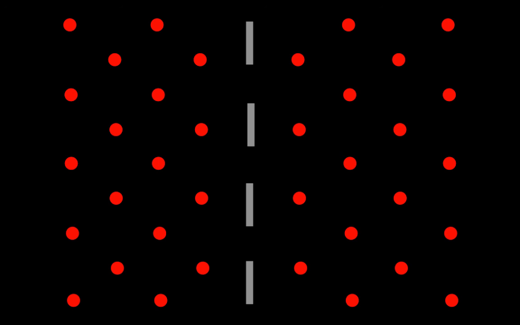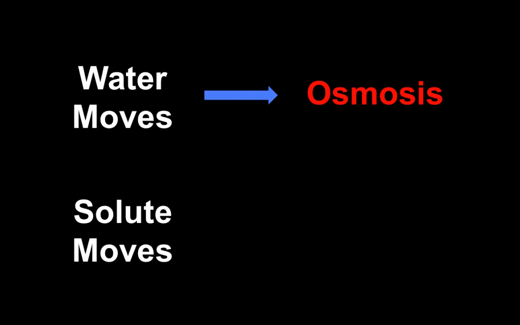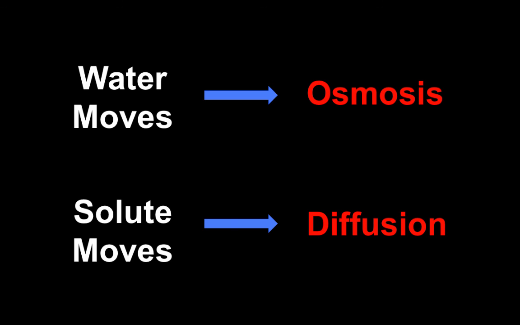So the main things to remember on all of this are, first of all, both of these processes do not require any energy. That's why they're passive transport. And then the second thing is, if the water's moving, it's osmosis. If the solute or some other molecule that's not water is moving, that's what we're going to call diffusion. And those are the two processes of passive transport.